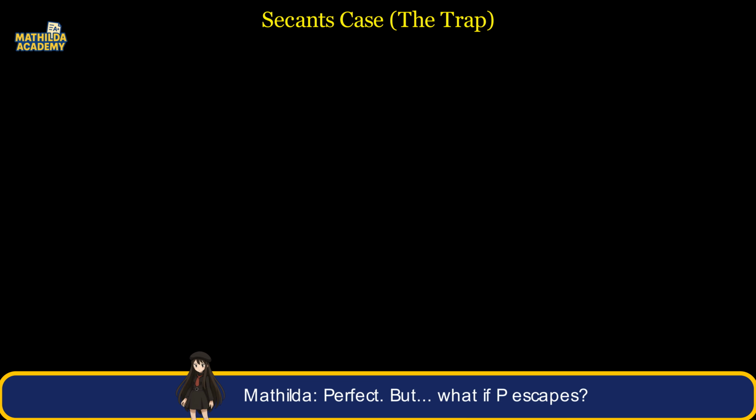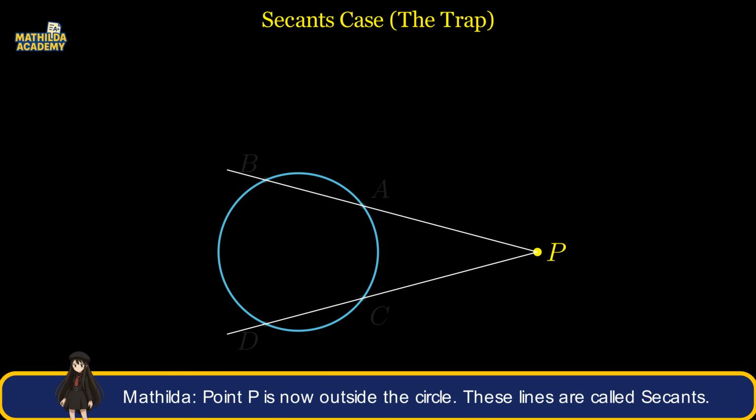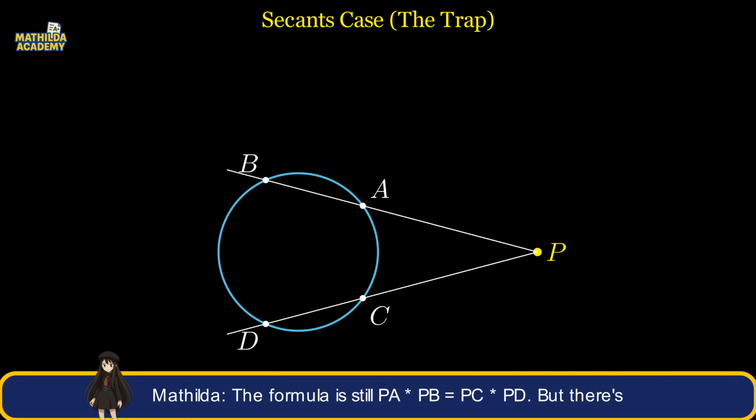Perfect, but what if P escapes? Point P is now outside the circle. These lines are called secants. They look like antennae. Does our rule still work? The formula is still PA times PB equals PC times PD, but there's a trap.